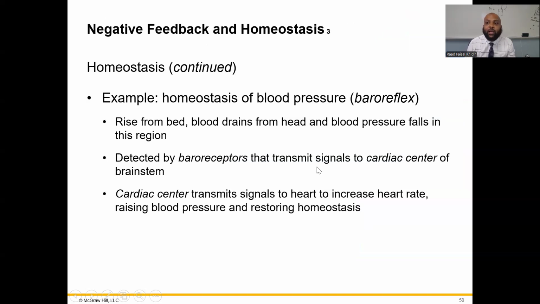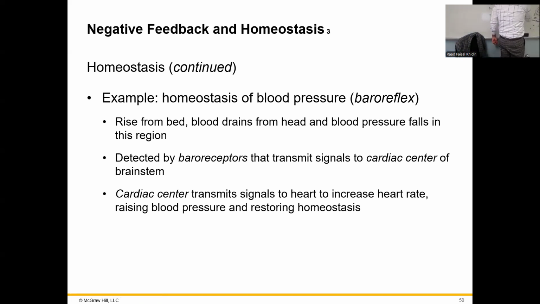Negative feedback and homeostasis. An example is homeostasis of blood pressure. So there's the baroreflex. That's another variable. I talked to you about hyperglycemia, hypoglycemia, hypercalcemia, hypocalcemia. We also talked about what else? Temperature, hyperthermia, hypothermia. They mentioned in the book blood pressure, hypertension, hypotension.